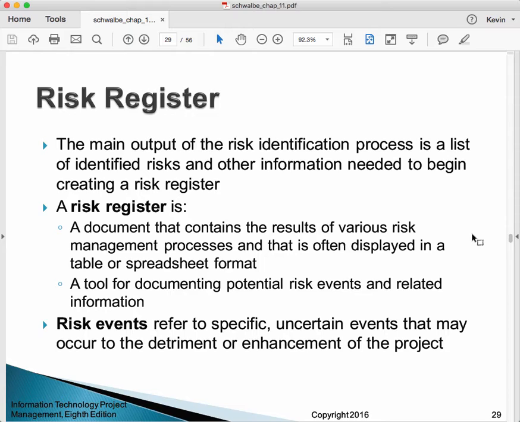And what do we mean by risk event? These are uncertain events that may occur to the detriment or the enhancement of the project. An earthquake. We win the lottery. We win a giant contract. Our library is destroyed by fire. Risk events.